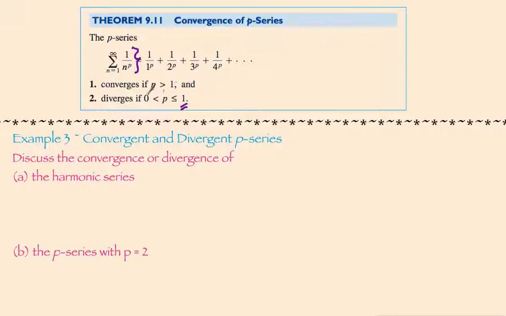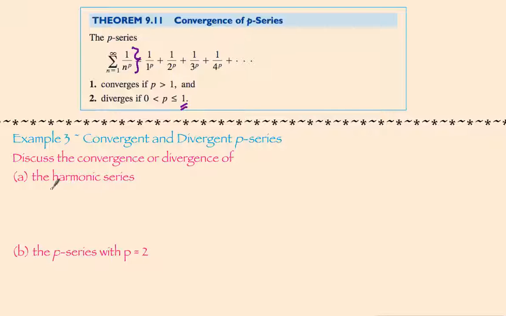Notice that we don't say when p is negative, because of course if the exponent was negative, that would put the term into the numerator, which would not be the form that we're looking for. We're looking for 1 over a base to a certain exponent. So let's apply the p-series test for convergence.